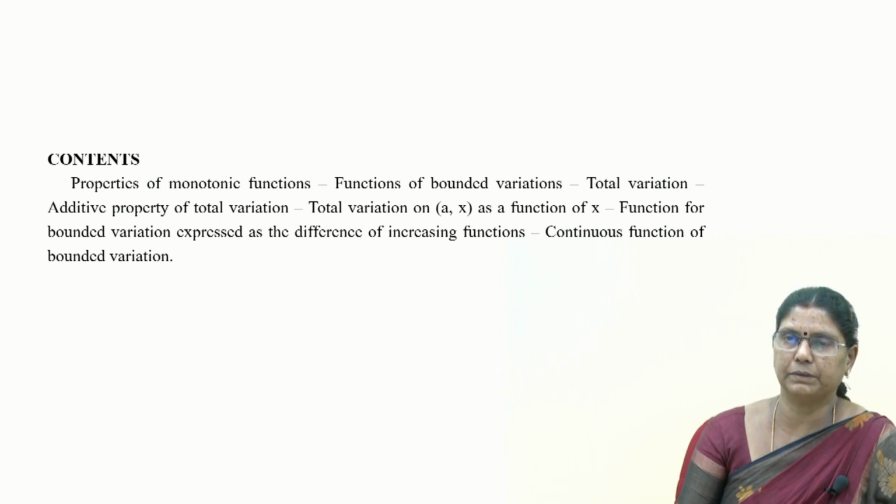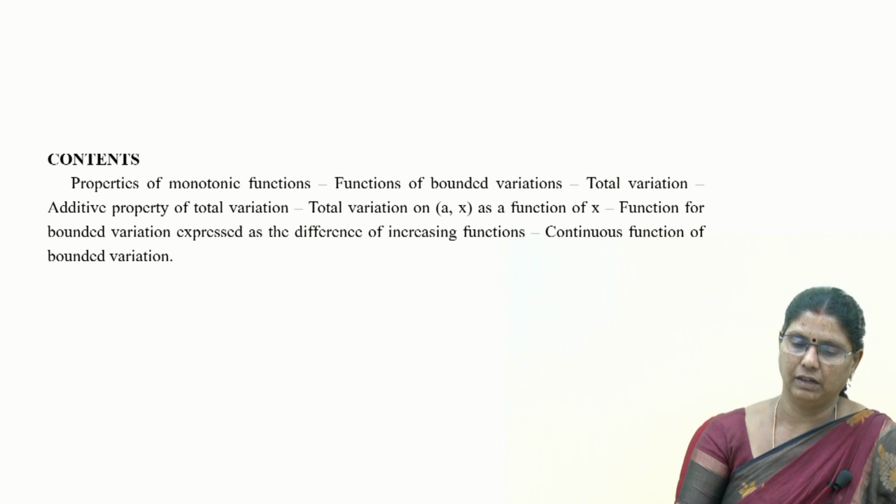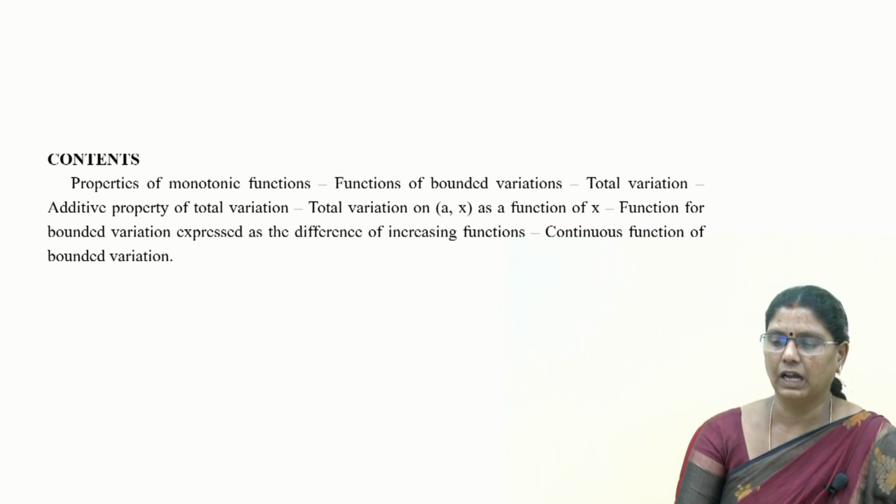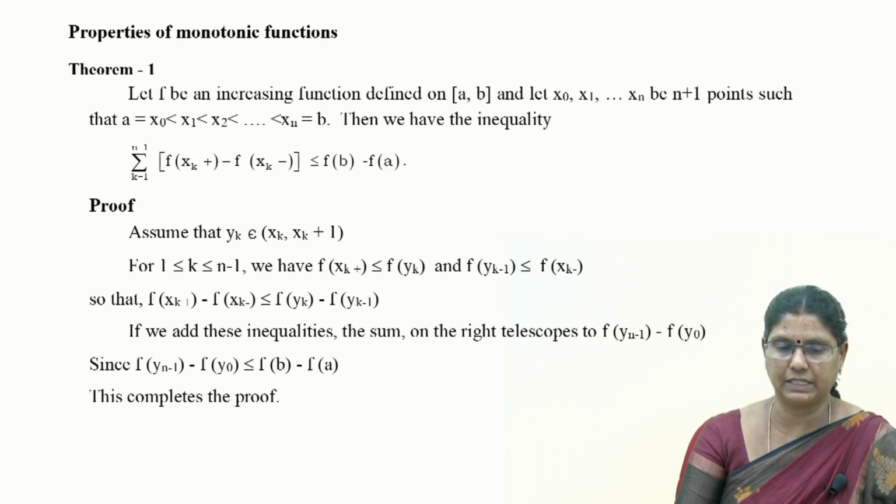So in this chapter we are going to discuss the properties of monotonic functions, functions of bounded variation, total variation, the additive property of total variation on [a, x] as a function of x, a function of bounded variation expressed as the difference of increasing functions, and continuous functions of bounded variation.